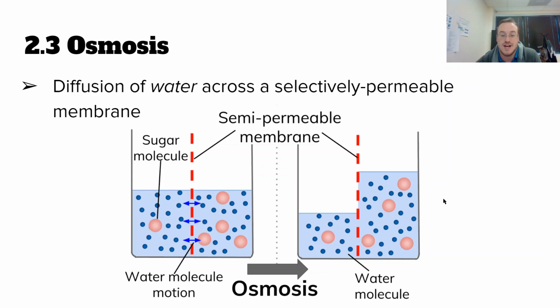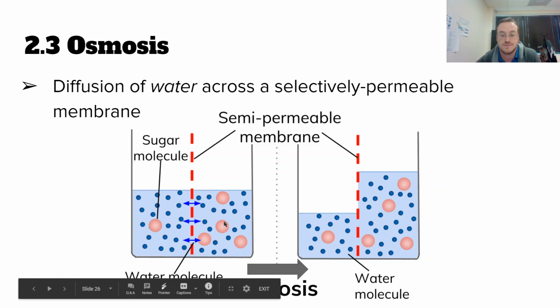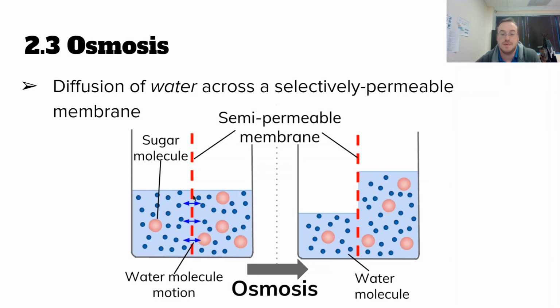On the left side, we have an imbalance of water to sugar molecule ratio. Right, so on the left side of this semi-permeable membrane, there's only one sugar molecule, but on the right side, there are 4 sugar molecules. But the water levels are the same. This semi-permeable membrane is going to allow water particles to move from the left side of this beaker to the right side of this beaker.